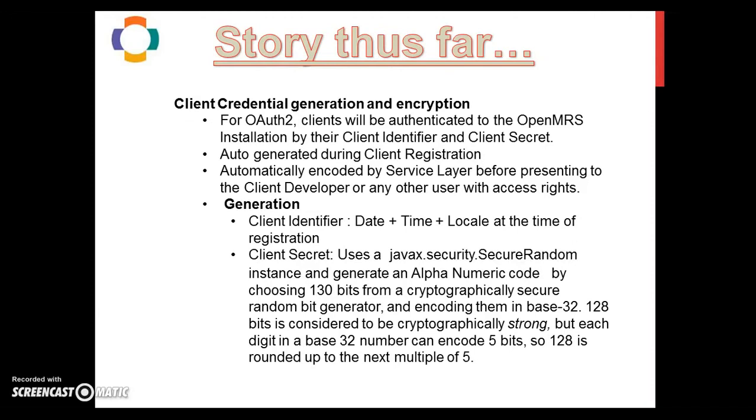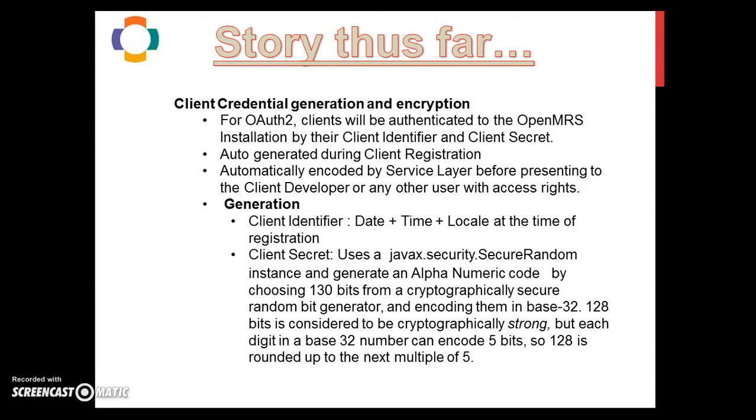Alright, so let's take a look at the generation strategy for the client identifier and the client secret. For the client identifier, I take the date and time and the locale at the time of registration. So that forms the client identifier. For the client secret, I use a secure random class instance and generate an alphanumeric code. It chooses 130 bits from a secure random bit generator, and then these 130 bits are encoded into base 32.